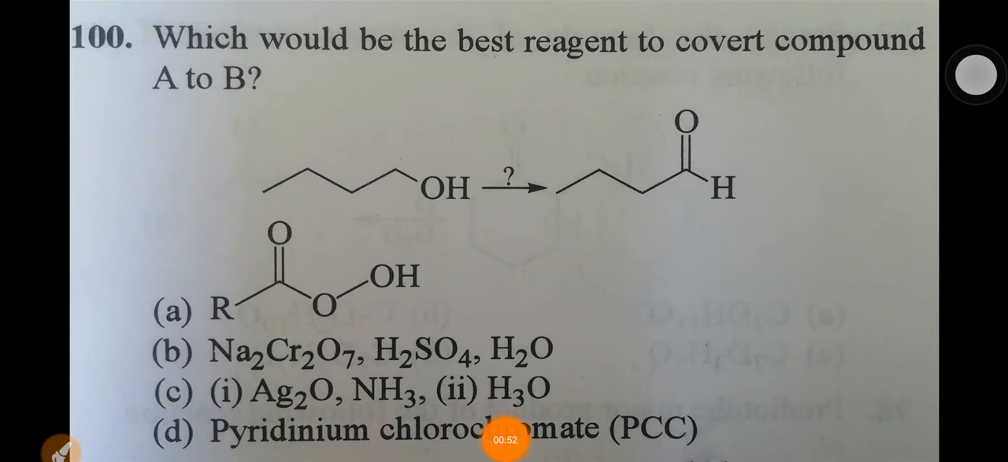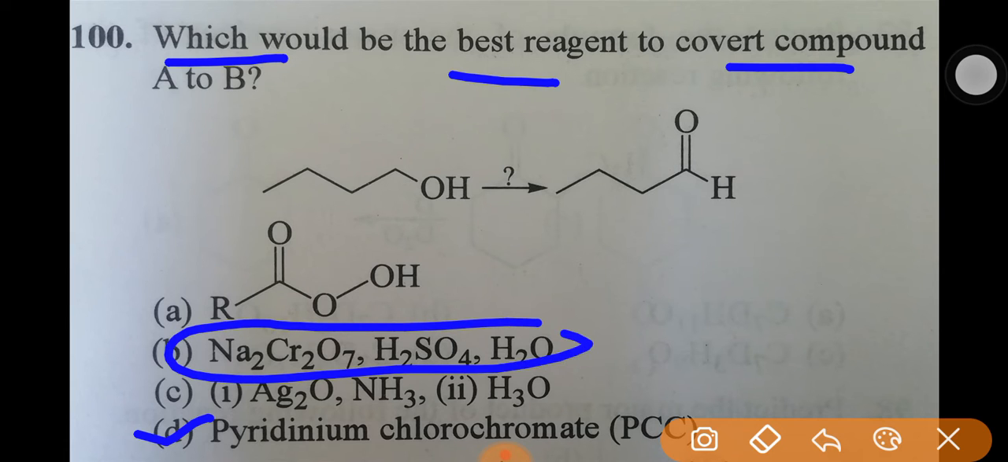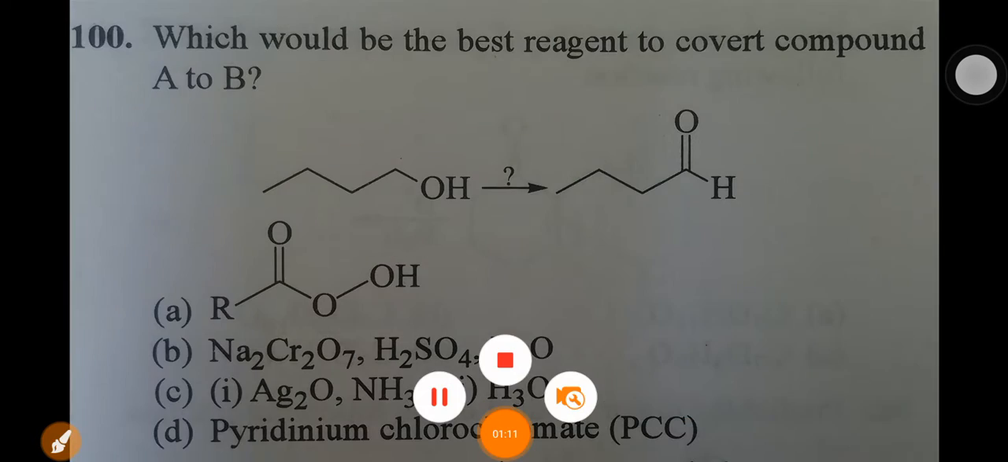This is a very simple question of oxidation. Which would be the best reagent to convert compound A to B? So the answer of this question is D. PCC, pyridinium chlorochromate. Option B will convert this alcohol into acid. So the best answer is D. Let's move to the next question.